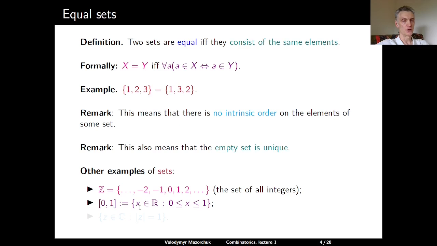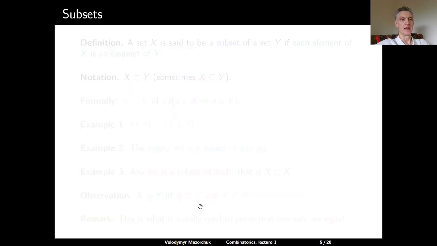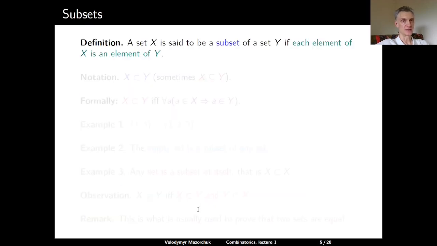It consists of all real numbers x which are greater than or equal to 0, and at the same time less than or equal to 1. Or here is the set of all complex numbers of absolute value 1. So these are the usual ways to denote sets. You list the elements, or you say we take some elements from some other set which satisfy some conditions, and so on. Next, let us talk about subsets.